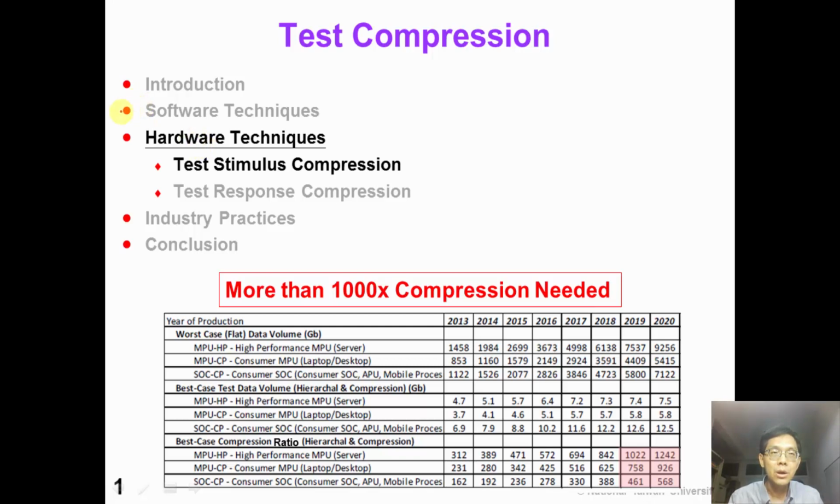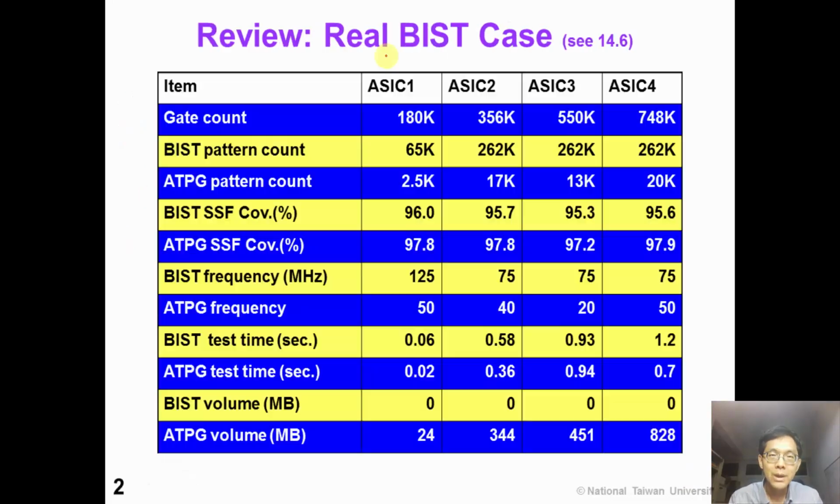In the previous video, we talked about software techniques. However, we need more than 1000 times of compression ratio in the future. Software techniques alone are not good enough to achieve such a high compression ratio. So, in this video, we are going to talk about hardware techniques. We will focus on test stimulus compression in this video. In the next video, we will then talk about test response compression techniques.